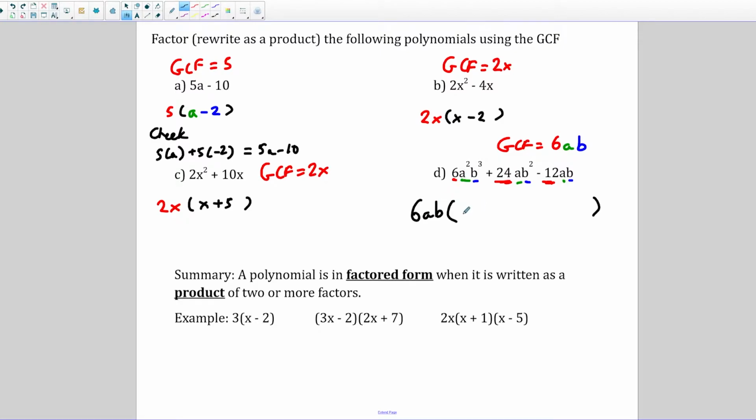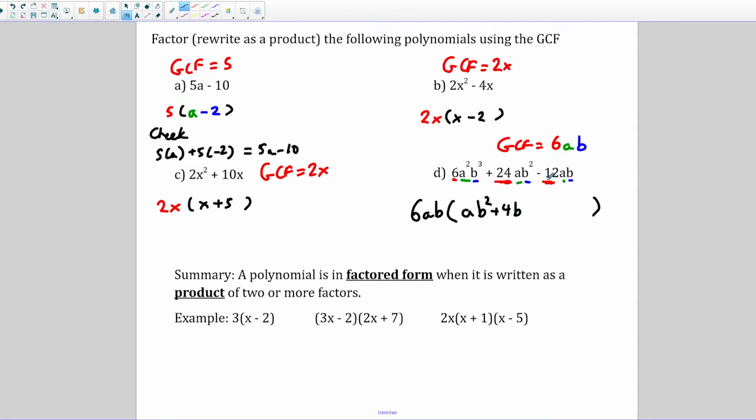A squared divided by a gives me a. B cubed divided by b gives me b squared. Taking a look at the 24ab squared, 24 divided by 6 gives me a positive 4. A divided by a just gives me a 1, so I don't need to write anything. And then b squared divided by b gives me b.